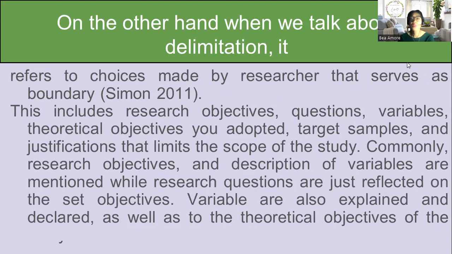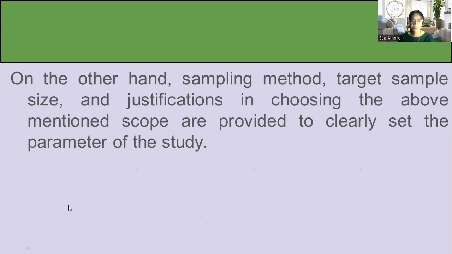On the other hand, when we talk about delimitation, it refers to choices made by researcher that serves as boundary. This includes research objectives, questions, variables, theoretical objectives you adopted, target samples, and justifications that limits the scope of the study. Commonly, research objectives and description of variables are mentioned, while research questions are just reflected on the set objectives.